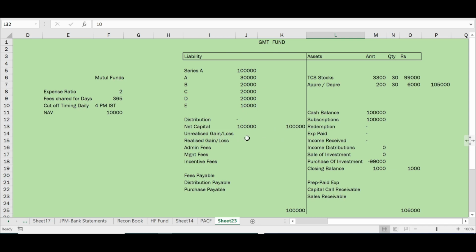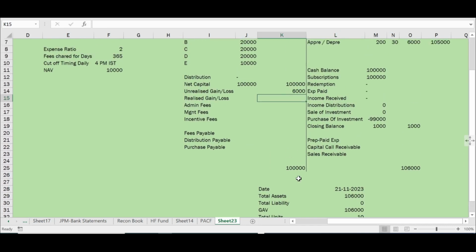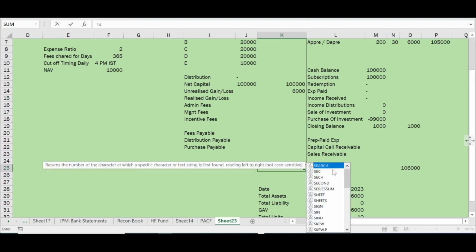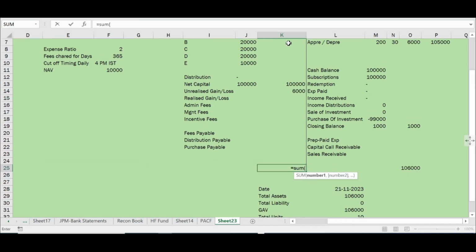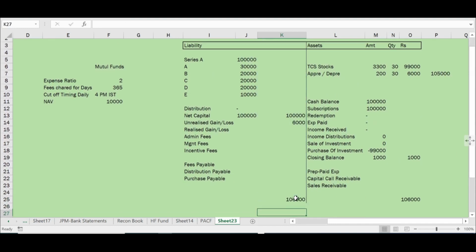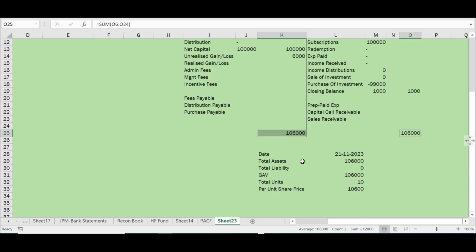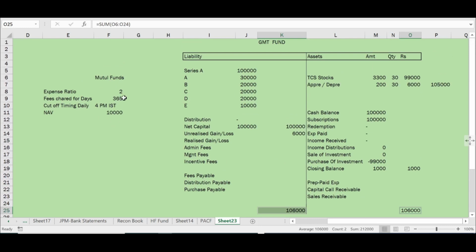Now I'll allocate the gain. I have a gain of 6,000, so I'll allocate that gain to the mutual fund NAV account to tie the balances. After that, my assets and liabilities both will tie. Assets and liabilities are now tied, but the main task is pending, which is the fees part.